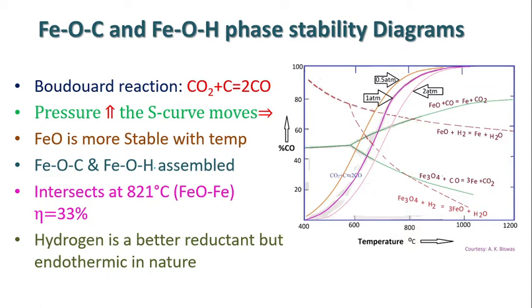Okay, in this figure, this is a very familiar figure. We have seen it earlier. In this figure, the S line, that means the carbon monoxide and carbon dioxide line, is in the shape of S. Okay, we know that the Boudouard reaction governs this line. The Boudouard reaction means carbon dioxide plus carbon gives rise to two carbon monoxides. This line is governed by this Boudouard reaction.